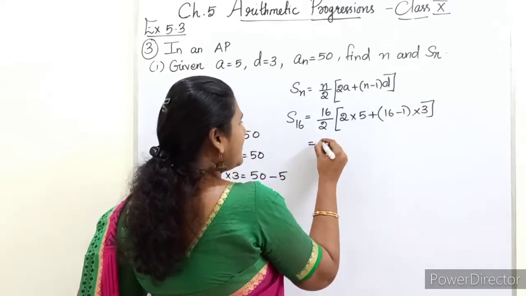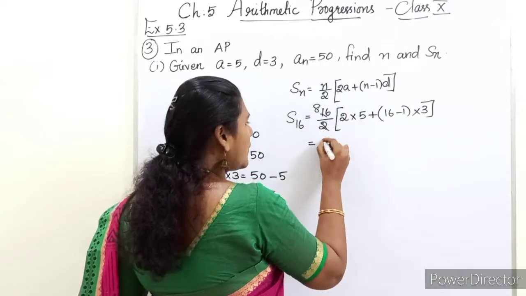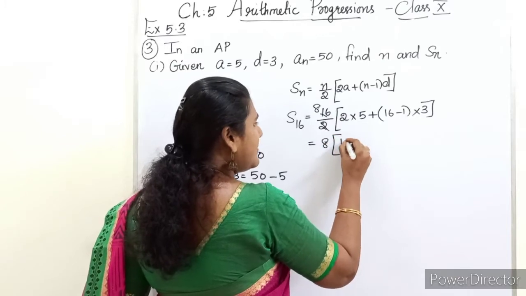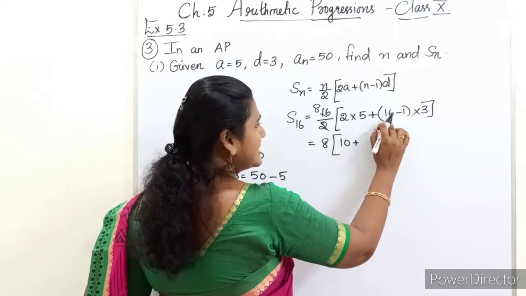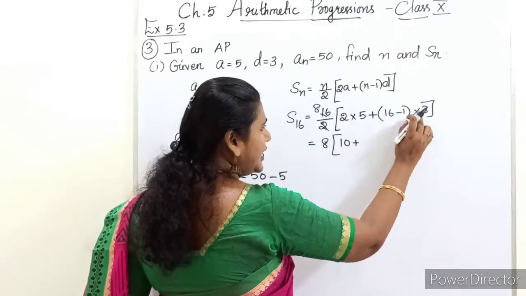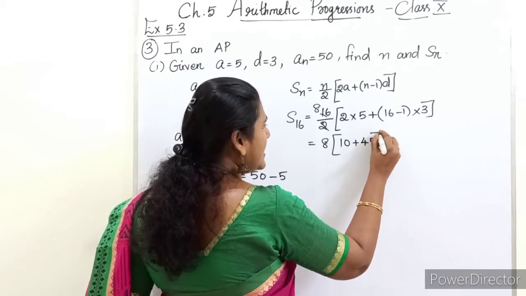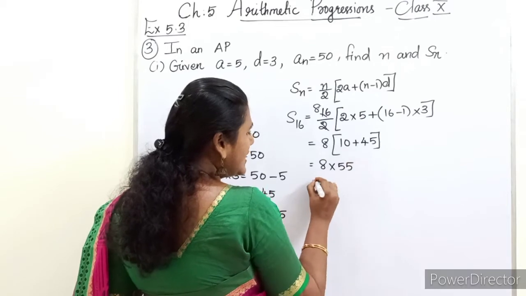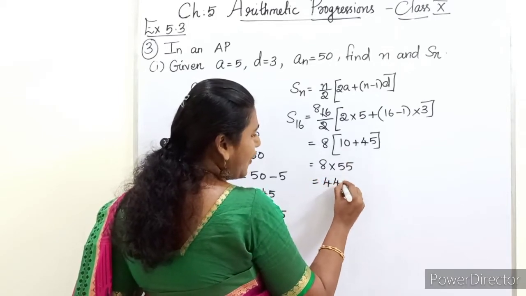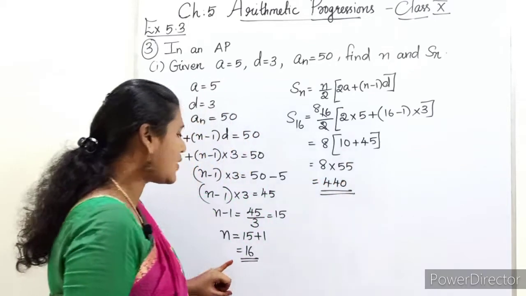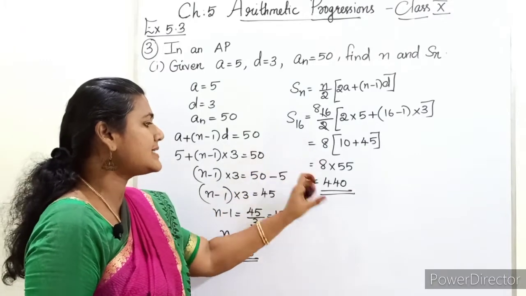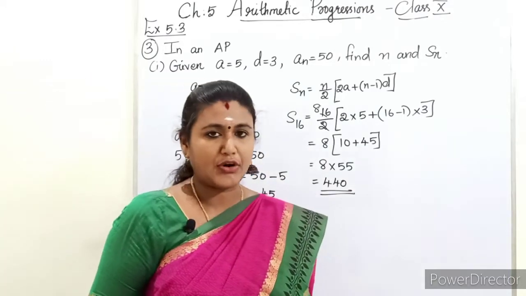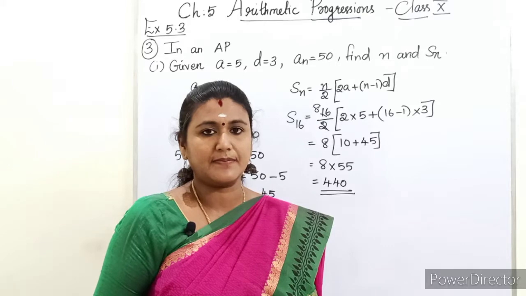Now we will simplify. Here we can cancel. So 8 into 10 plus 15 into 3. 16 minus 1 is 15, and 15 into 3 is 45. When you add this, 8 into 55, you will get the answer 440. So the value of N is equal to 16 and S16 is equal to 440. Now we will see the next question.